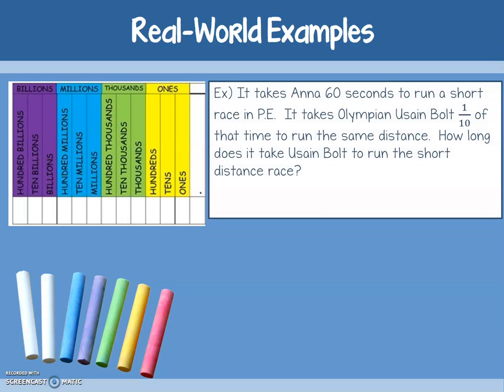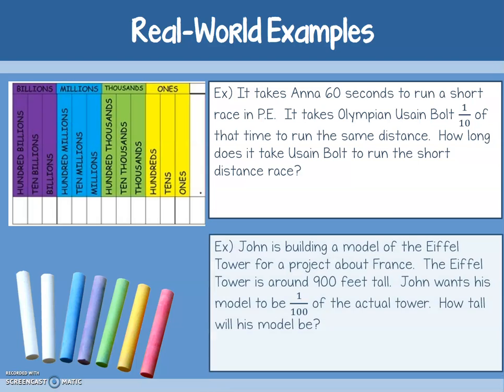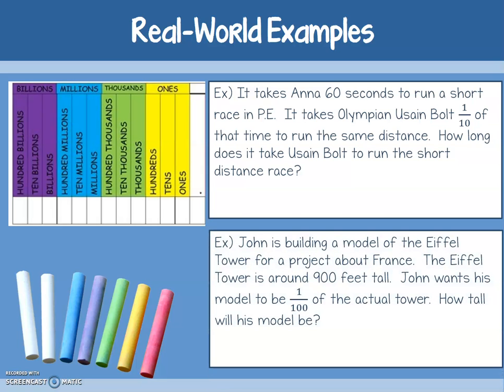Examples of becoming less would be something like it takes Anna 60 seconds to run a short race in PE. It takes Olympian Usain Bolt 1/10 of that time to run the same distance. How long does it take Usain Bolt to run the short distance race? Or John is building a model of the Eiffel Tower for a project about France. The Eiffel Tower is around 900 feet tall. John wants his model to be 1/100th of the actual tower. How tall will his model be?